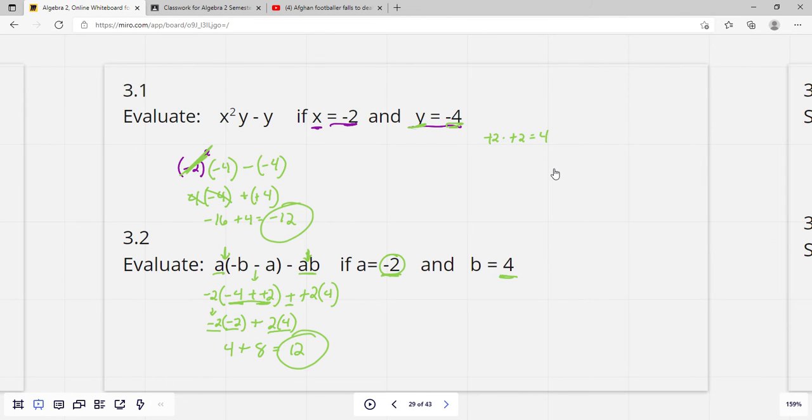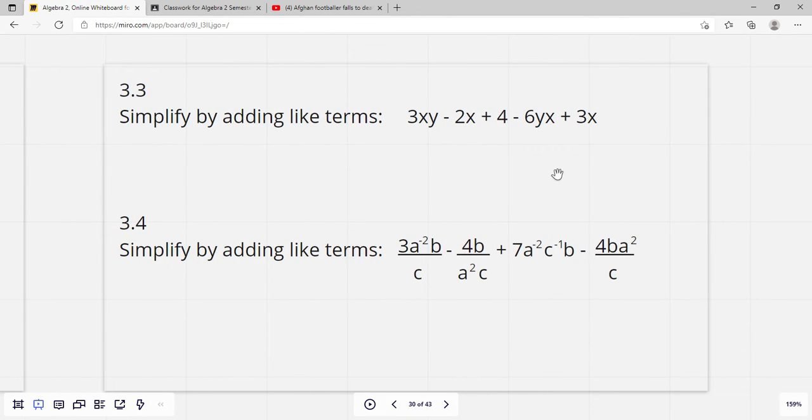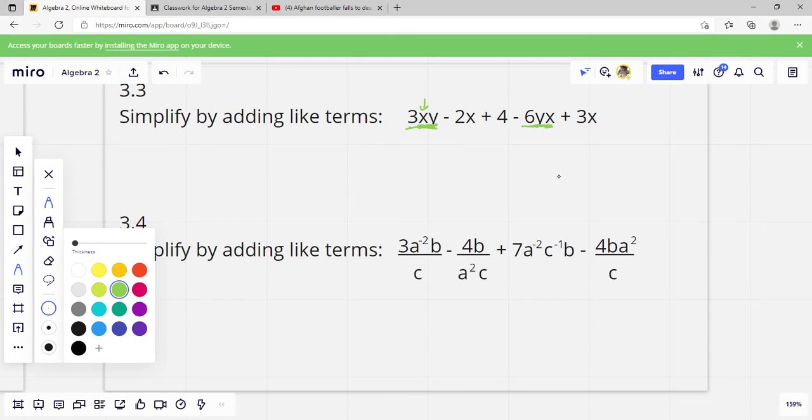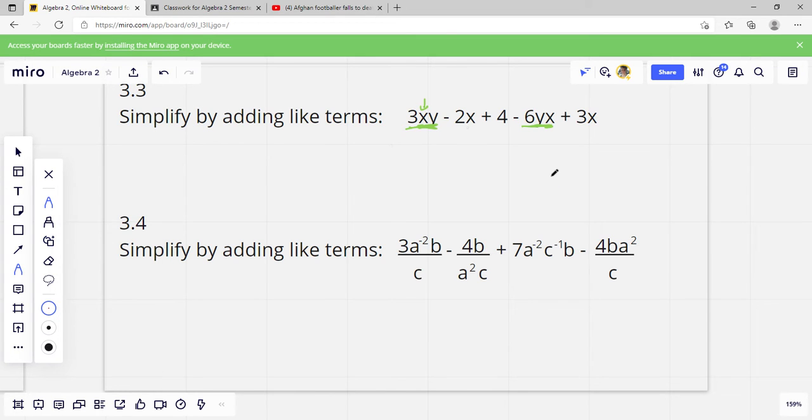Some of these will get a little bit confusing, but they're not so bad. All right, simplifying by adding like terms. That just means that we can only add things that are the same. Like terms are going to have the same variables, okay? So like right here we have an X and a Y. This one has an X and a Y, so that's a like term to that, okay? This one just has an X, and this one just has an X, so those two are like terms. And then this one doesn't have any variables at all, so it doesn't have any like terms.